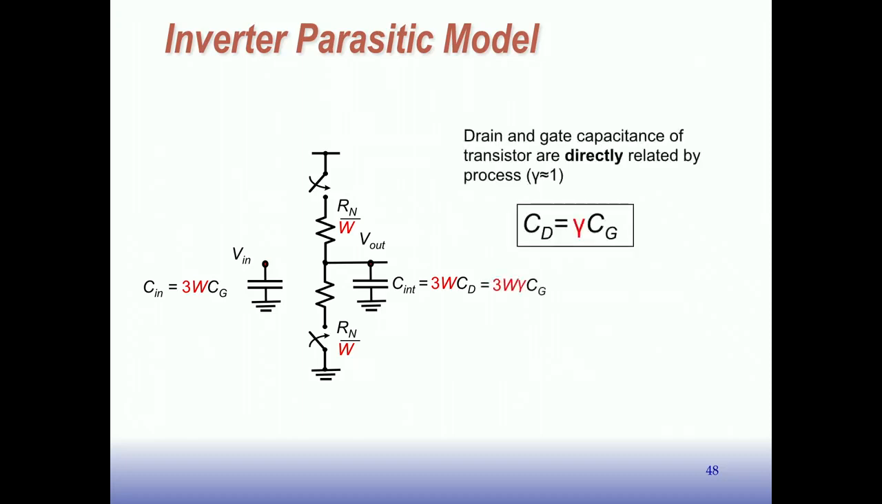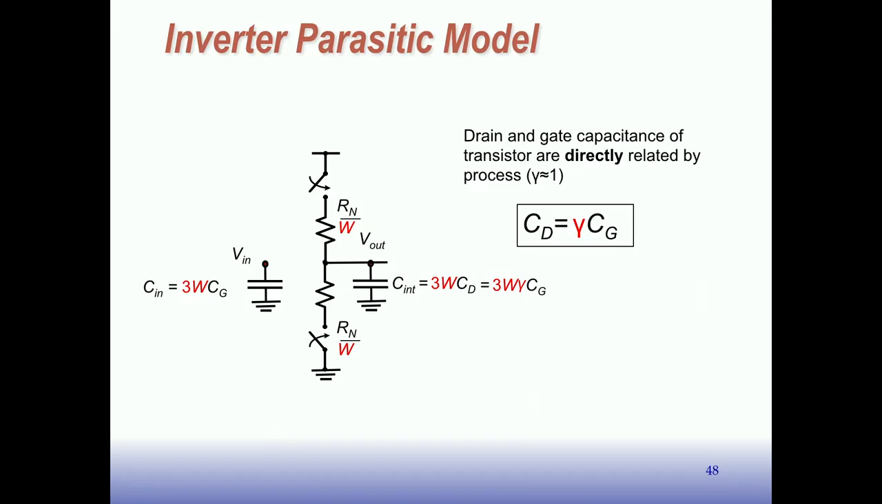Okay. The next thing we did then, to make the analysis a little cleaner and simpler, is we found a way to relate drain capacitance to gate capacitance, just so we have fewer types of capacitors around, and introduced this thing called gamma. And gamma is a factor that relates the capacitance of drain per unit to the capacitance of gate. And it's a number that's process dependent.